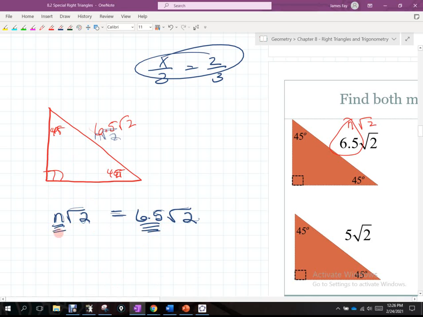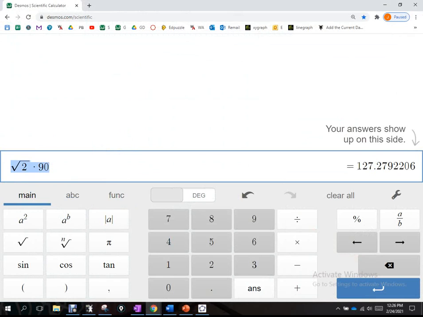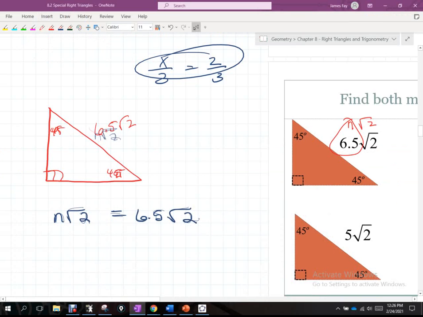Okay? But think about this. Radical 2 is just a number. Radical 2 is that number right there, 1.414. So I really have 1.414 times n here, right? So if you viewed this as 1.414 n equals 6.5 radical 2, what would you divide both sides by to solve for n here? 1.414, right? That's the scalar multiplier, or the coefficient, of n.